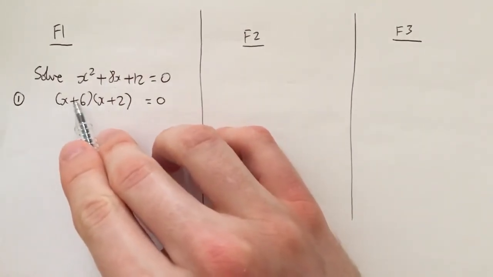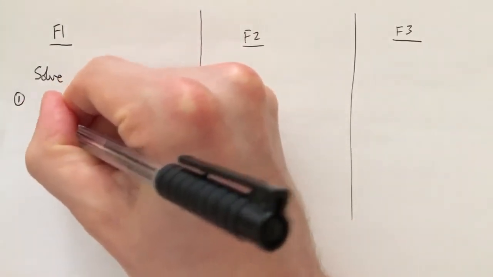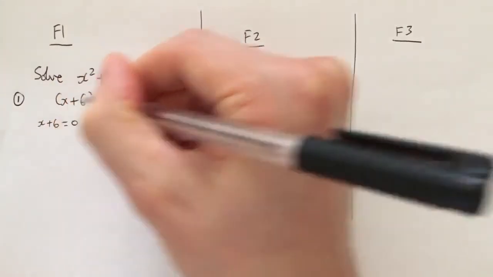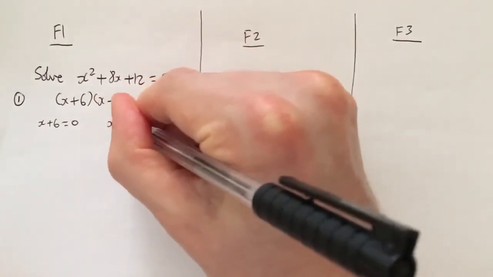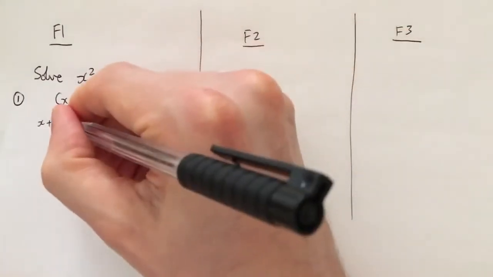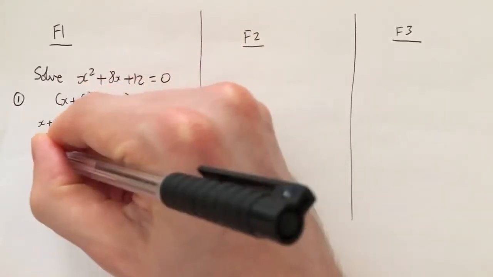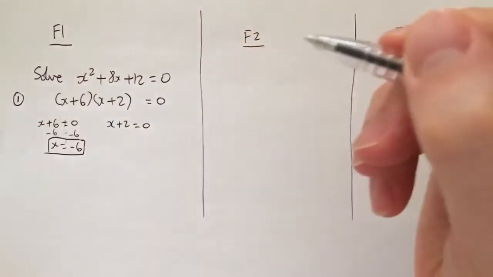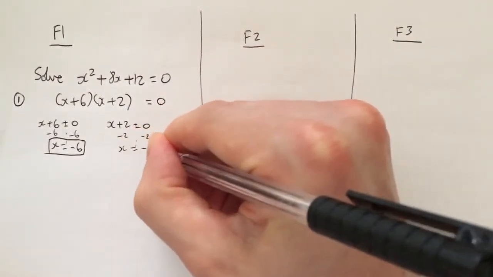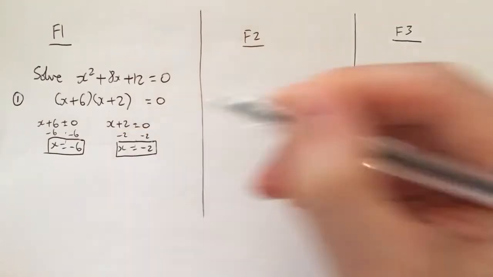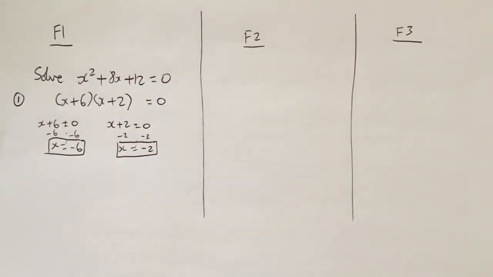So x plus 6 equals 0, and also x plus 2 equals 0. Solve it. Minus 6, minus 6. X equals minus 6. That's one of my answers. Solve it, x equals minus 2. That's the other answer. Now, if that's all the question says, you leave it like that.